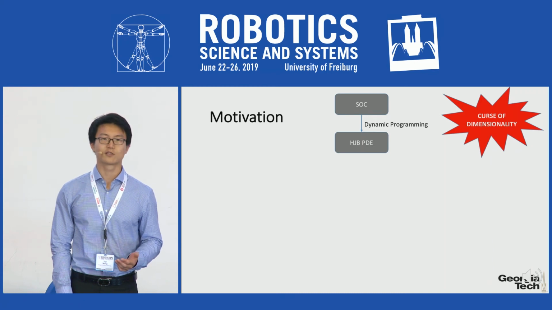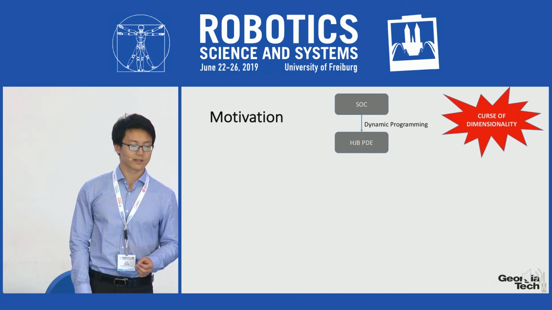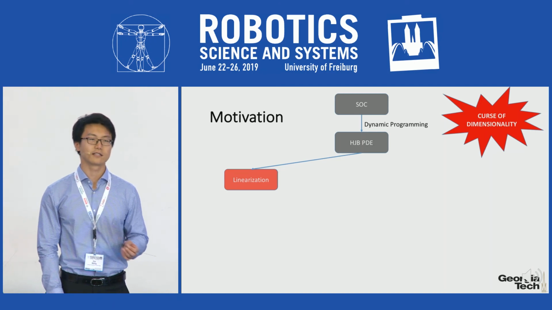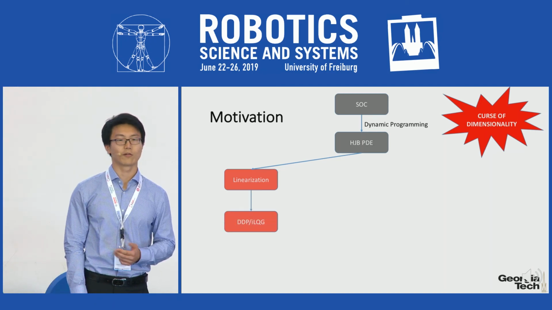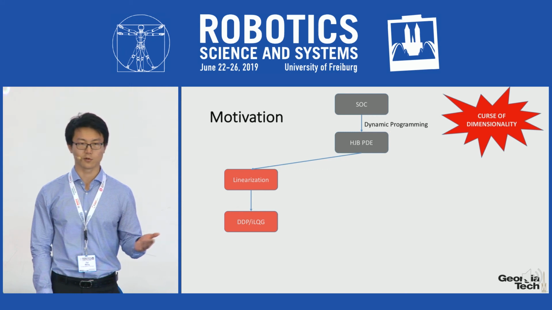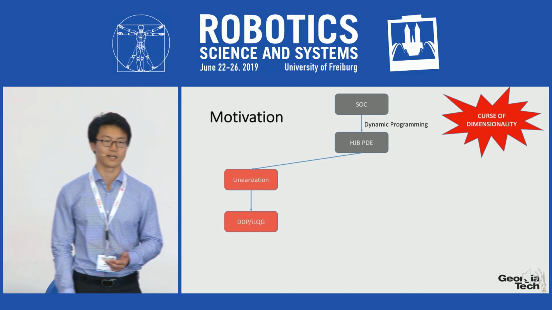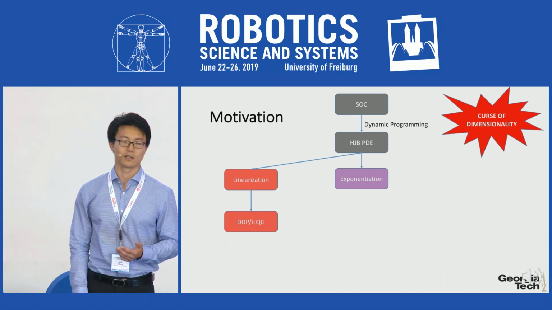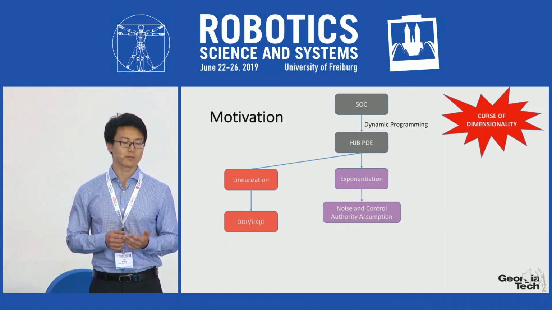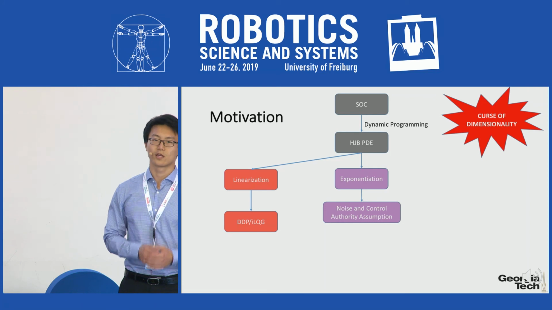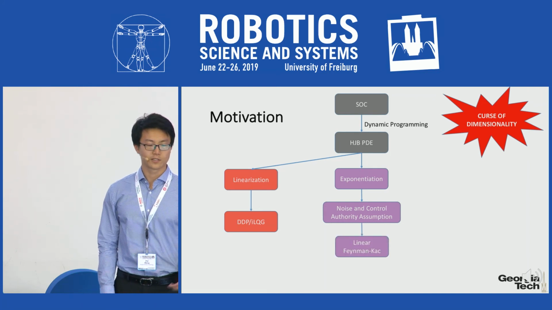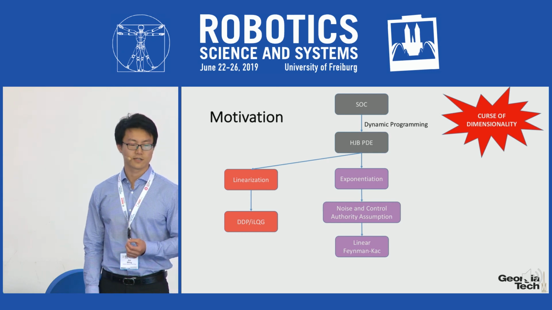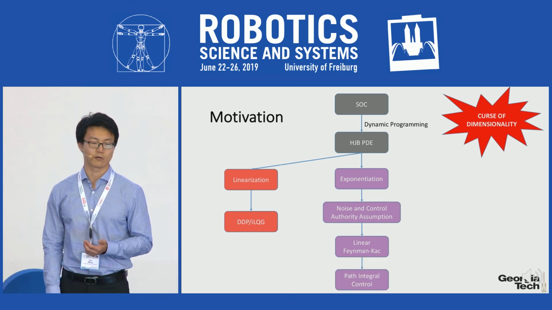The first approach is linearization, where both the value function and the dynamics are linearized, and this gives rise to a family of gradient-based algorithms like ILQG, which is very common in the robotics community. We can also exponentiate the HJB PDE, which also makes it linear. And then under a certain assumption between noise and control authority, we can apply the linear Feynman-Kac lemma, which turns this linear PDE into a path integral. And this gives rise to the sampling-based path integral control algorithms.